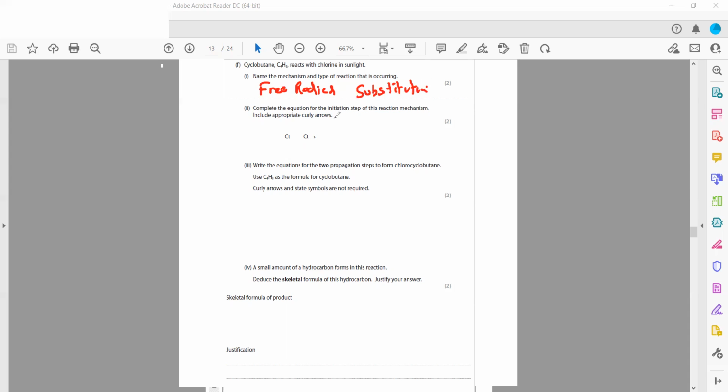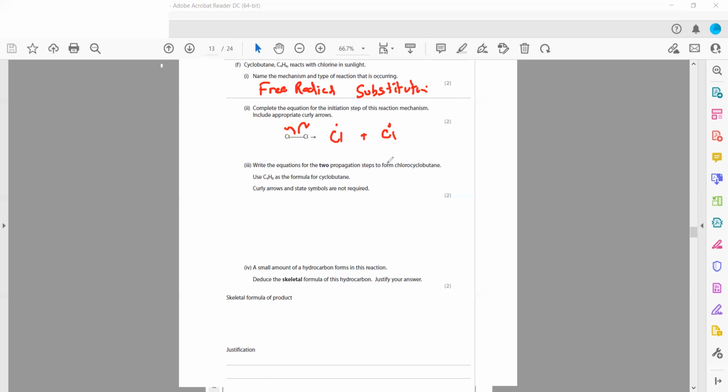Then complete the equation for initiation. In an initiation step, what happens? Free radicals are produced. So half arrows will be drawn because both chlorine atoms will take their electron back. So it will produce two chlorine free radicals.